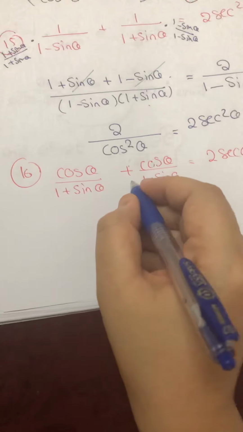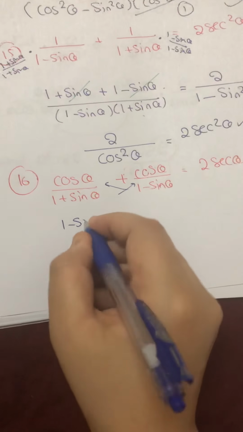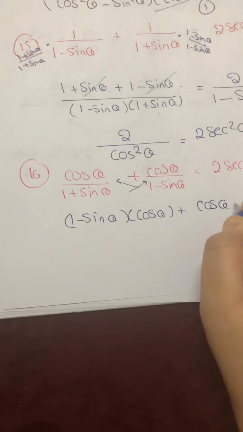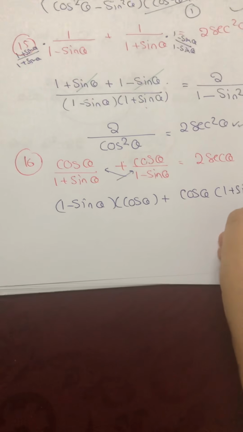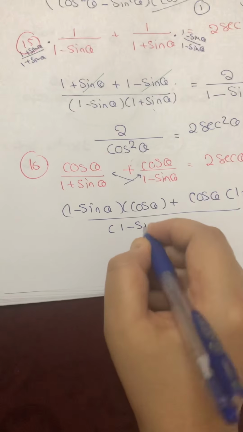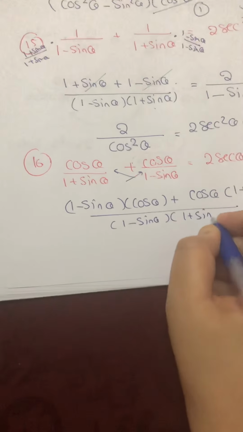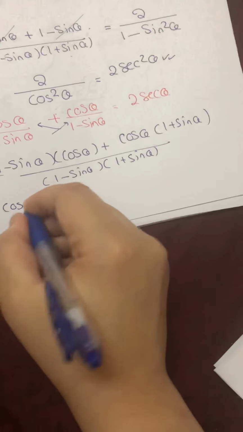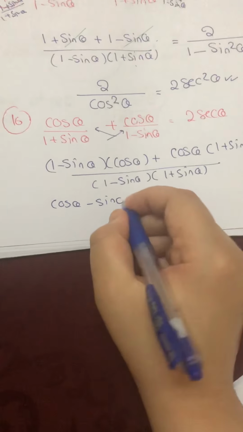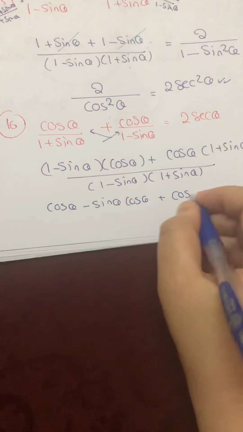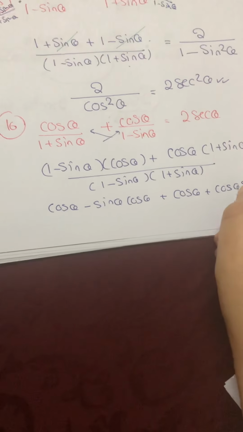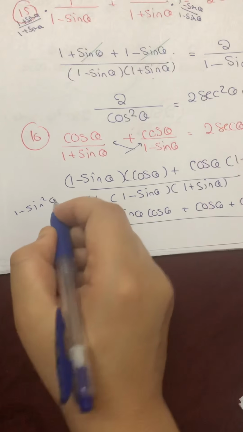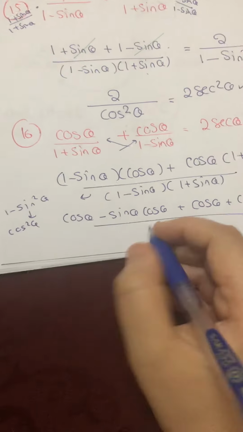Okay, so directly I'll multiply this here and this there. It will be 1 minus sine theta times cosine theta plus cosine theta times 1 plus sine theta, all over 1 minus sine theta times 1 plus sine theta. Okay, distribute. The numerator, I'm going to get cosine theta minus cosine theta sine theta. Sorry, cosine theta plus cosine theta plus cosine theta sine theta. And in one step, the denominator is going to be 1 minus sine squared theta, which is cosine squared theta.